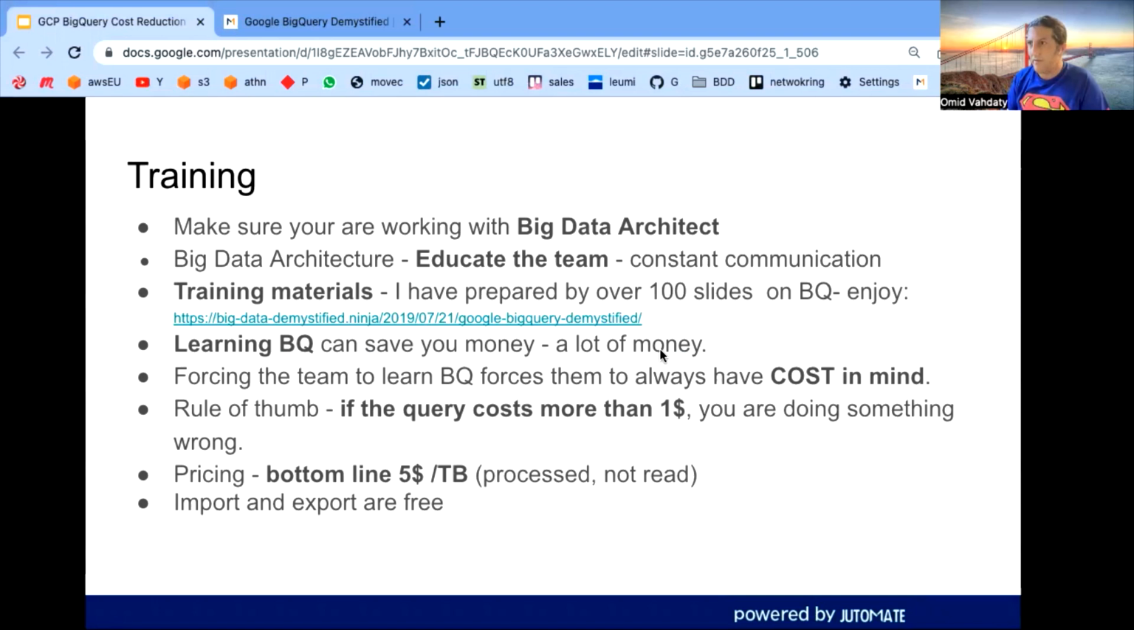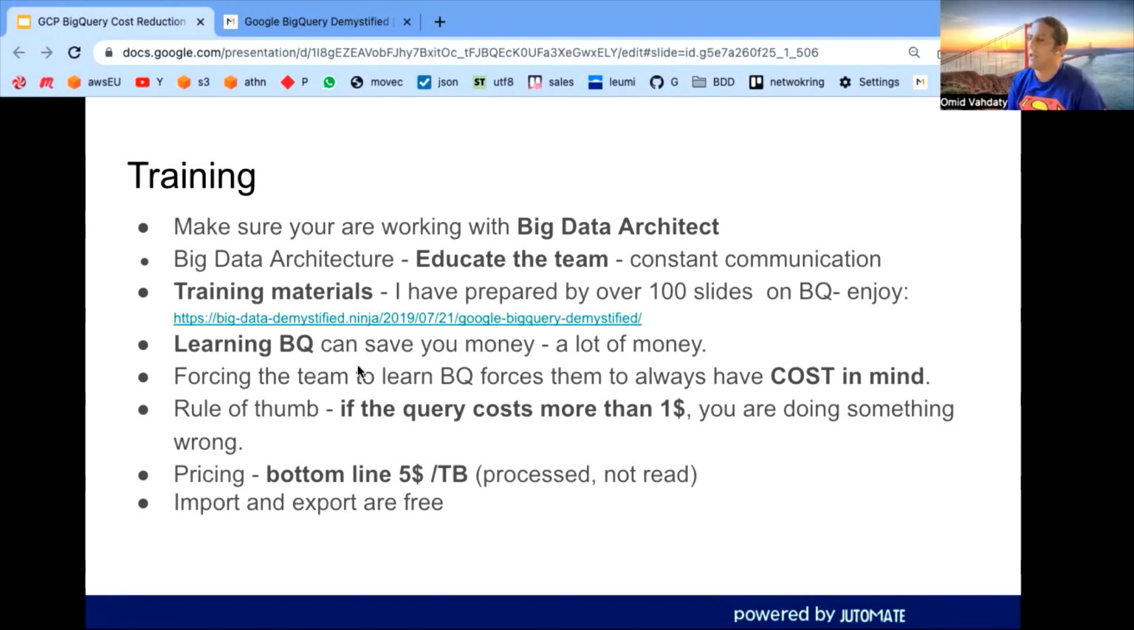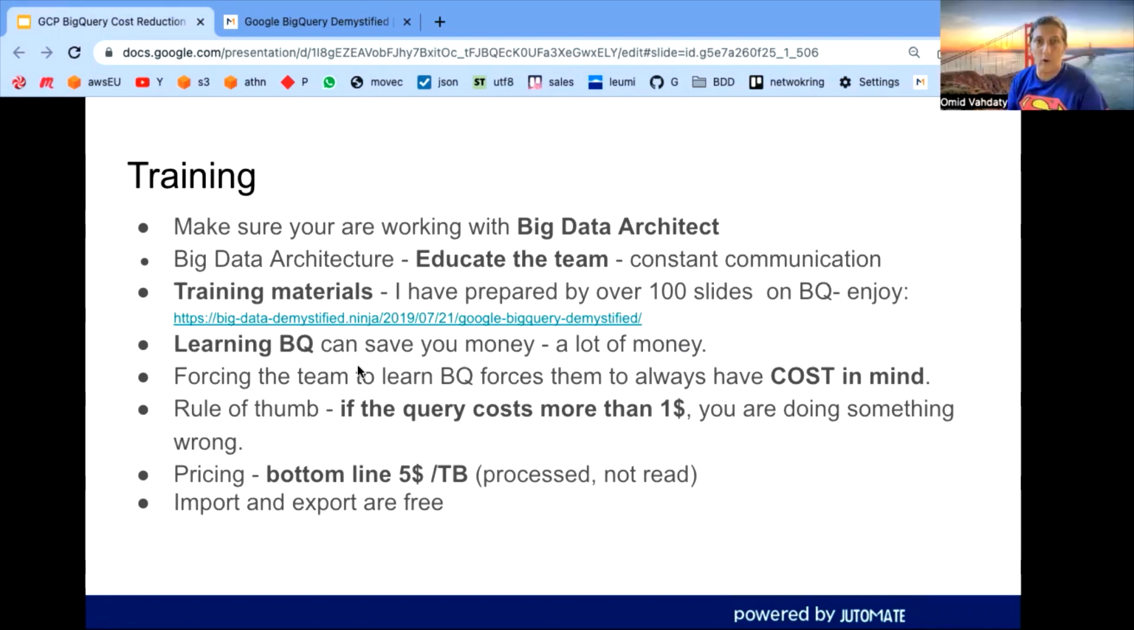As a side note, if we talk about the team, I think it's essential to force the team to learn how to work with BigQuery, having costs in mind. As a rule of thumb, since BigQuery is a pay-as-you-go service, meaning for every query you run, you pay separately. If you don't run any queries, you pay nothing. It's a serverless service.